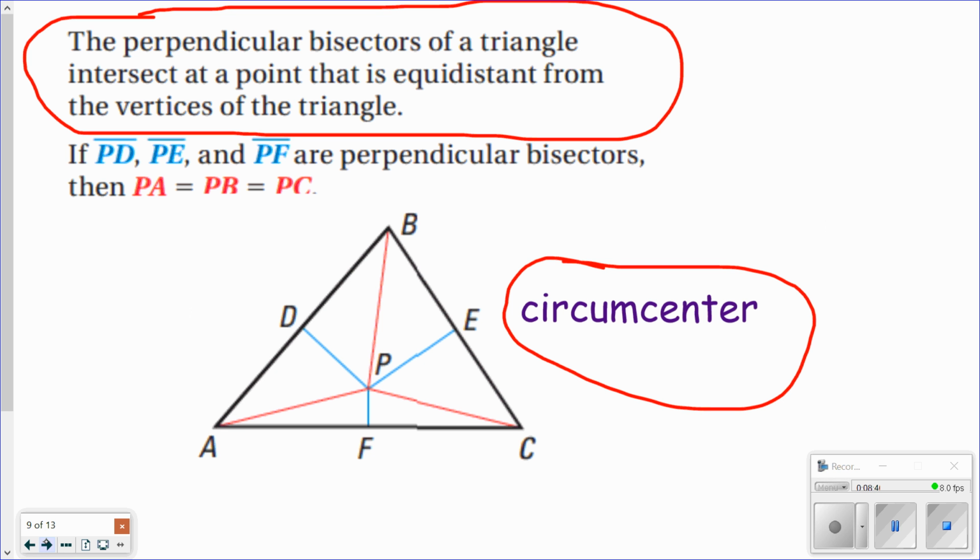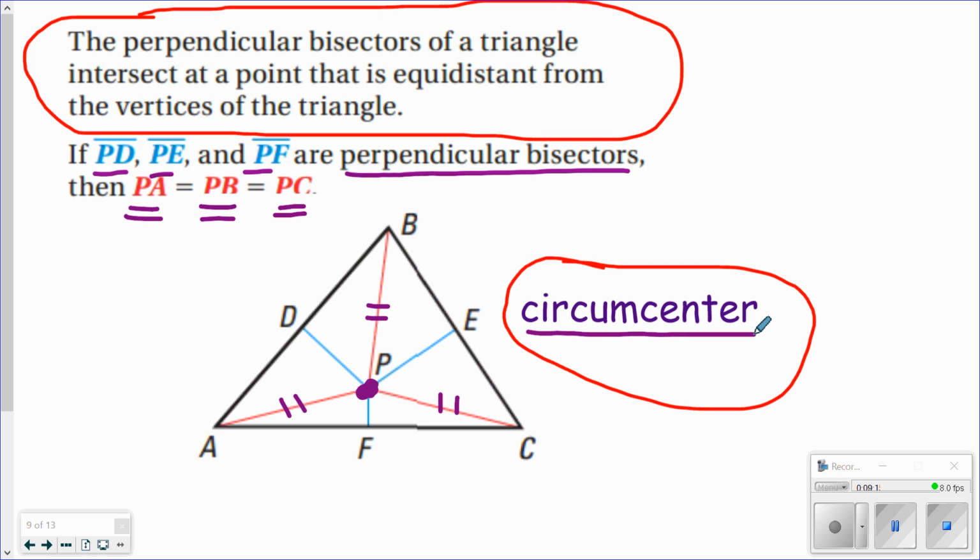The perpendicular bisectors of a triangle intersect at the point that is equidistant from the vertices of the triangle. So if PD, PE, and PF are perpendicular bisectors, that means that PA, PB, and PC would all be congruent. They would be the same length, and I'm going to draw that out here. So AP, BP, and CP are all the same length. And that point of concurrency is called the circumcenter. And this vocab word you'll want to know, you'll want to write it down.